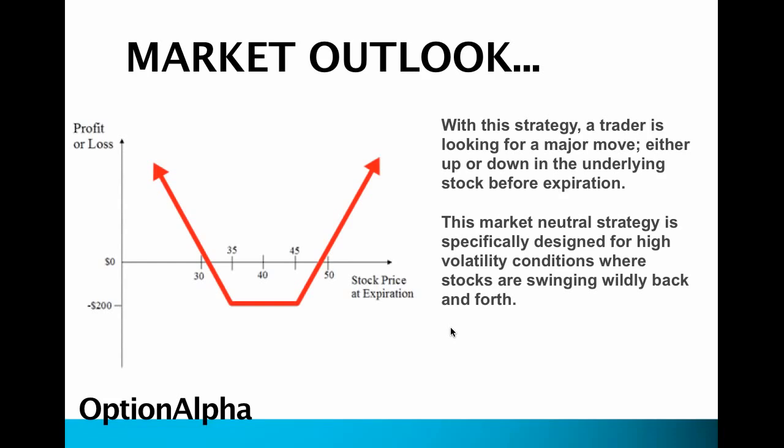A strangle, you are moving your strikes out further, so you're not buying the same strike price. You're moving out of the money with your strikes, so you're looking for an even bigger move. If you thought you were looking for a big move on a straddle, with a strangle, you need an even bigger move. It's going to be less cost, but a little bit more risky in that the market really has to move pretty fast. Again, this is a market neutral strategy specifically designed for high volatility conditions where stocks are swinging back and forth.